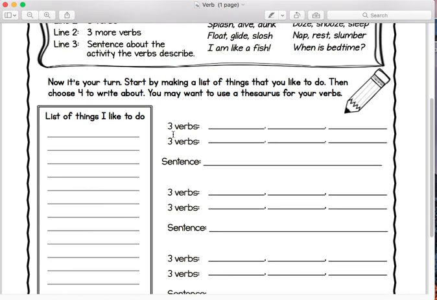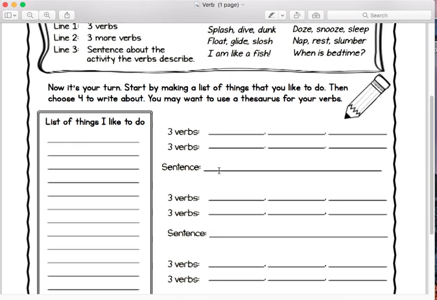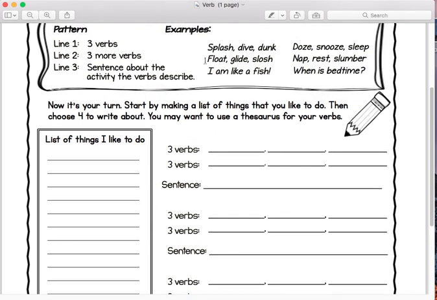Again, the pattern is 3 verbs in the first line, 3 verbs in the second line, and then one sentence. Again, a sentence starts with a capital letter, it's a complete thought, and it ends with an end mark to finish up your poem. I also want you to note too, look, the beginning of every line in this poem is a capital letter. That's just something that we're going to do in this poem.